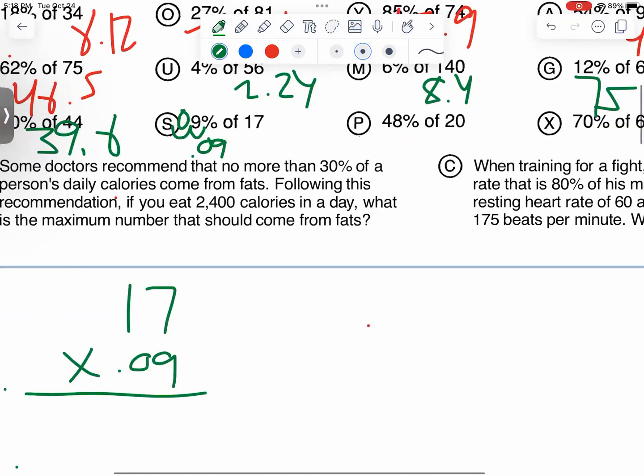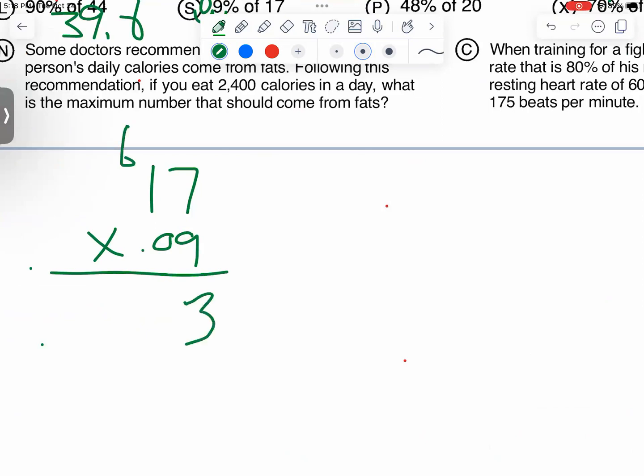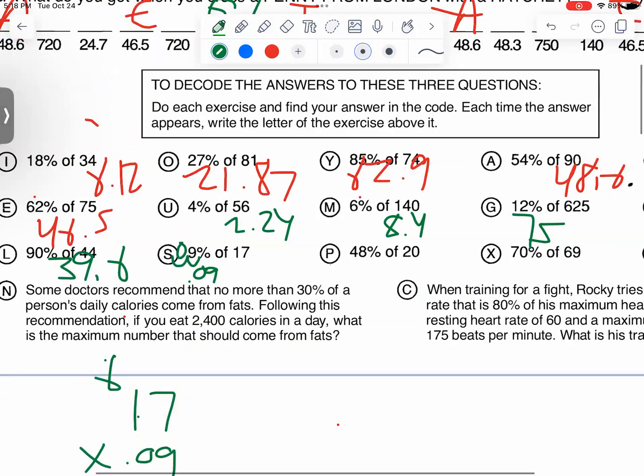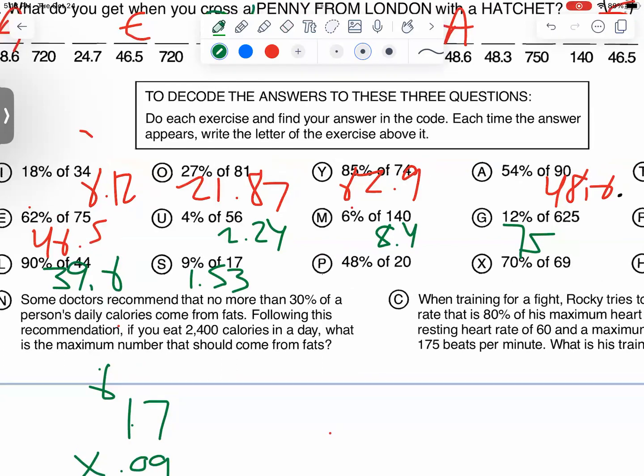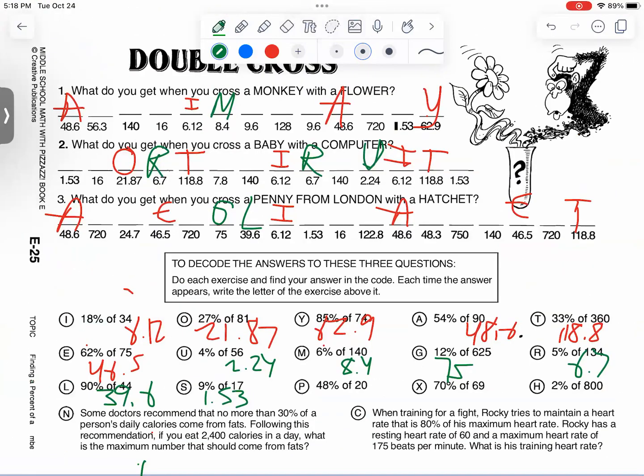All right, so 0.09 times 17. All right, so 7 times 9 is 63. 9 times 1 is 9, and 6 is 15. 2 decimal places in the problem, so 2 in the answer. 1.53. Now think about that. Does that make sense? 9% is less than 10% of 17. Yeah, 10% would be 1.7. Okay, so S is 1.53. All right, I would expect to find a few of those. S being a very common letter. That's a weird looking 1.53. Pretty sure that's what it is though. Okay.